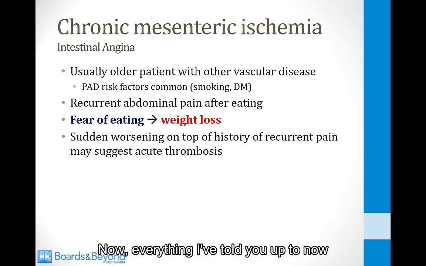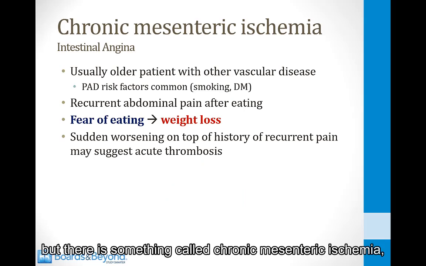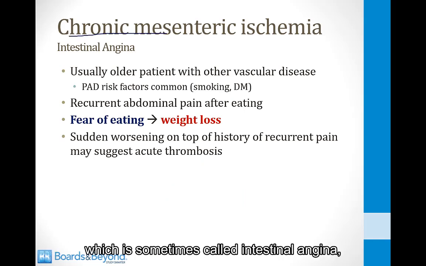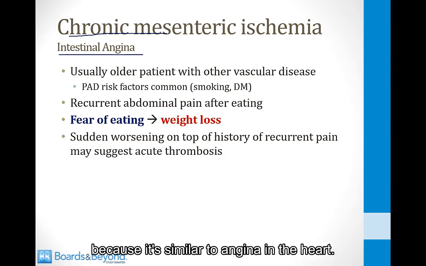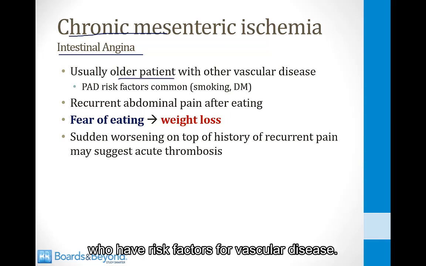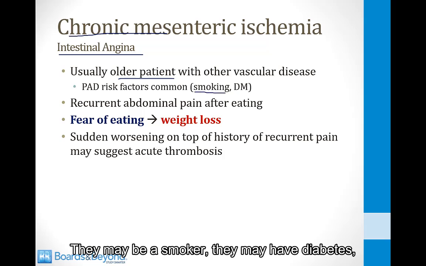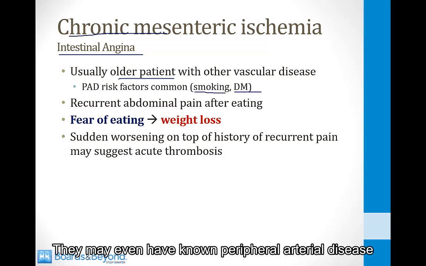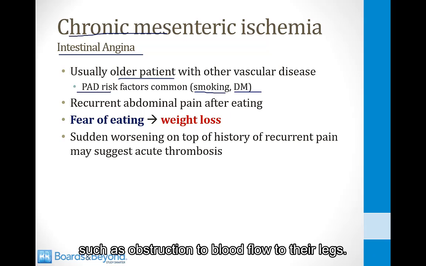Now everything I've told you up to now is about acute mesenteric ischemia, but there is something called chronic mesenteric ischemia, which is sometimes called intestinal angina because it's similar to angina in the heart. This usually occurs in older patients who have risk factors for vascular disease. They may be a smoker, they may have diabetes, they may even have known peripheral arterial disease such as obstruction to blood flow to their legs.